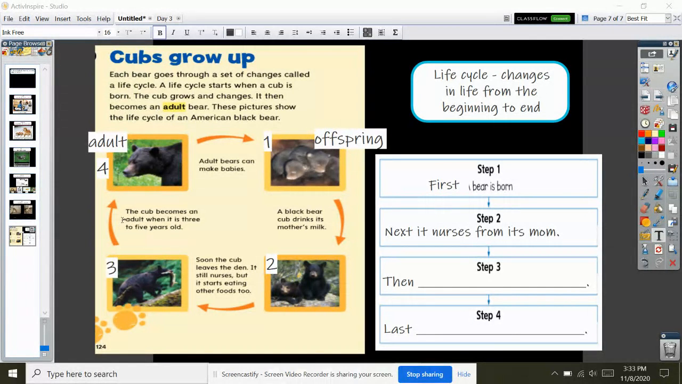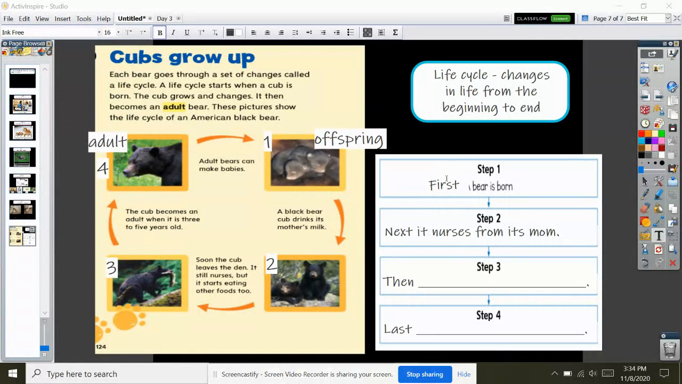Next, the cub becomes an adult when it is 3 to 5 years old. That's an adult bear. And adults can finally make their own babies, and the cycle starts over again. So now we're going to take the information we learned, and we're going to talk about the life cycle and the changes the cub makes to become an adult.